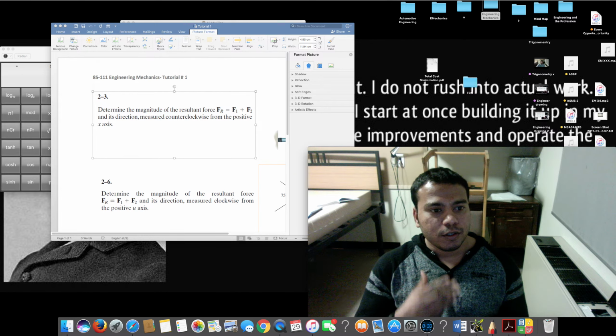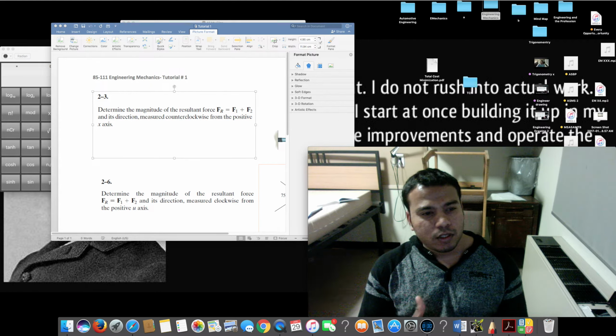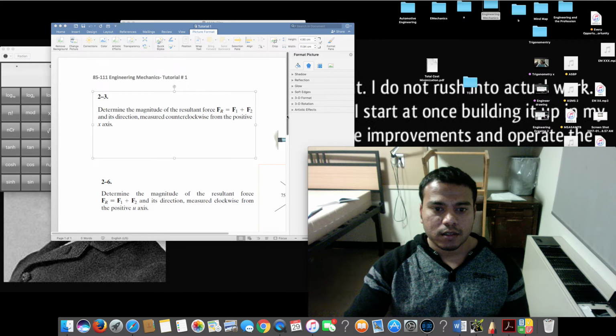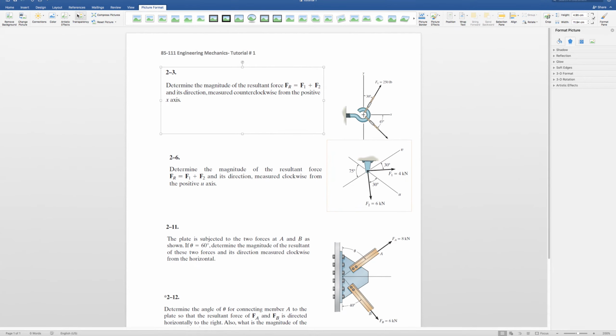In this video I'm going to show you some questions from engineering mechanics. As you see, it's from forces on particles. So I'm going to solve this question by using cosine and sine law. Let's see the first question. Determine the magnitude of resultant force Fr equal F1 plus F2 and its direction measured in counterclockwise from positive x-axis.